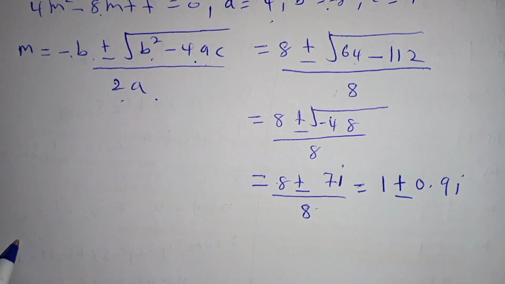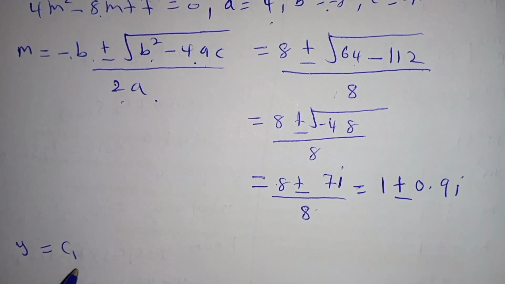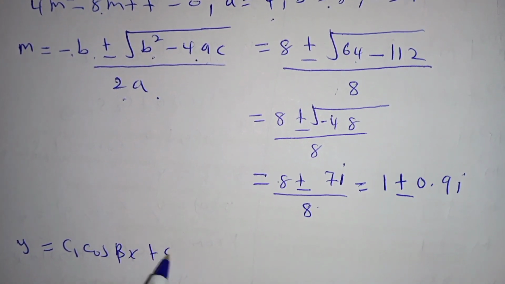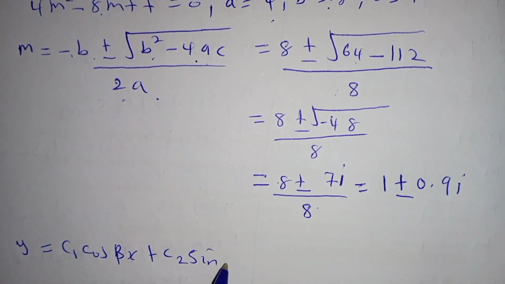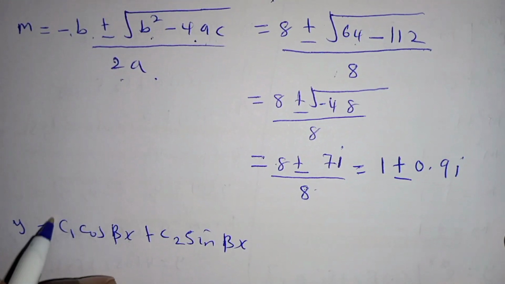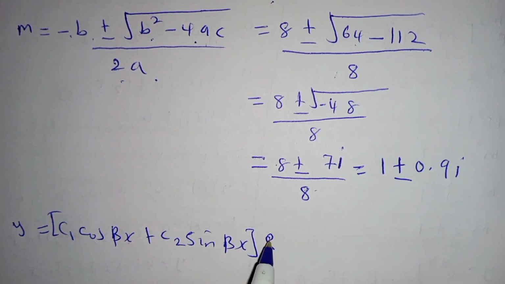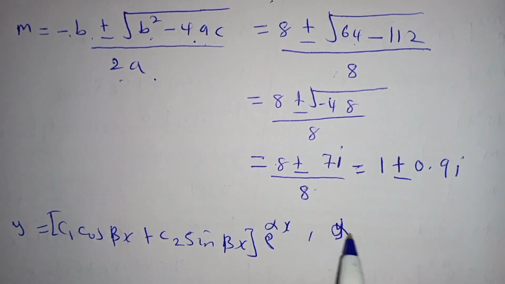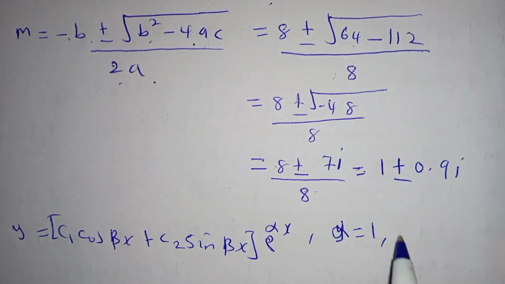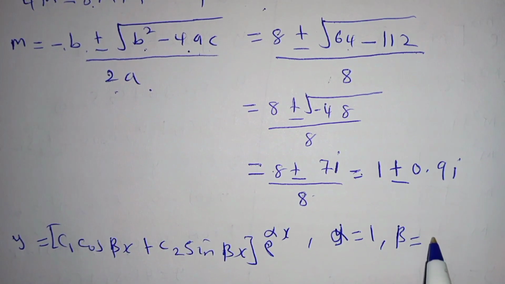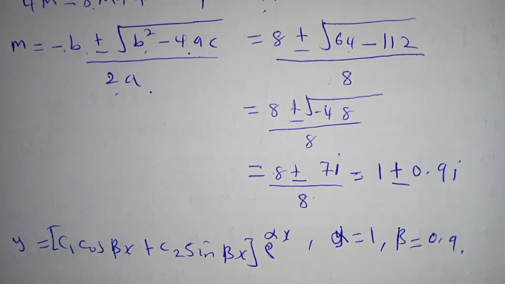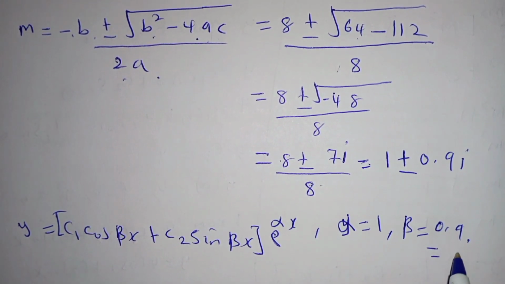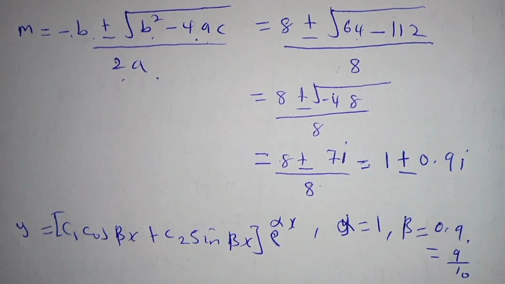Our general solution will be given by y is equal to e^(alpha x) times (c1 cos of beta x plus c2 sine of beta x). In this case, our alpha is equal to 1 and our beta is equal to 0.9. Of course, this is approximately equal to 9/10. If you want, you can write it that way.